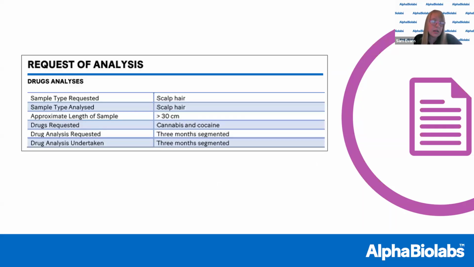Then we have the request of analysis table. So this table shows exactly what was requested at the time of instruction, includes the sample type, the sample length, the substances or drug groups requested, and how many months were to be analysed. It confirms whether the analysis aligns with the original instruction, and if not, we explain why, such as insufficient hair length, for example. This just ensures transparency between what was asked and what was delivered.